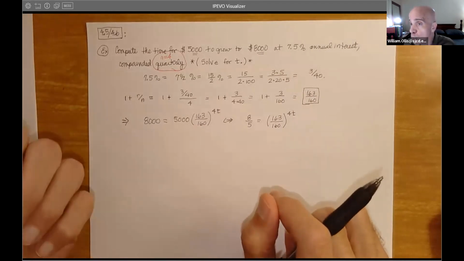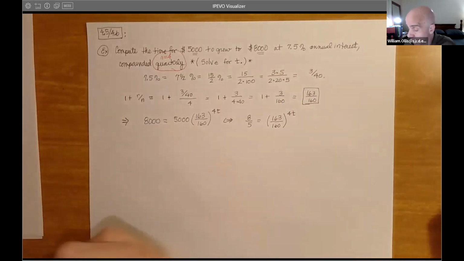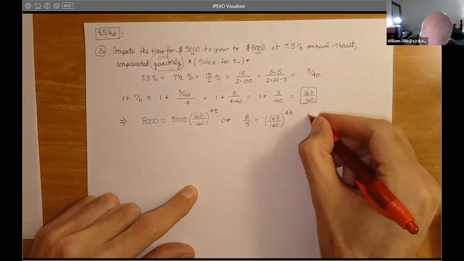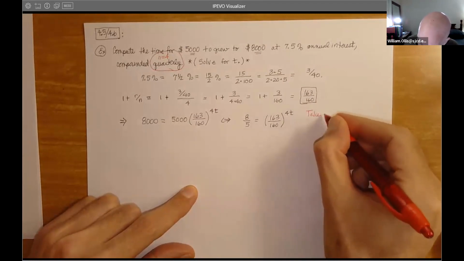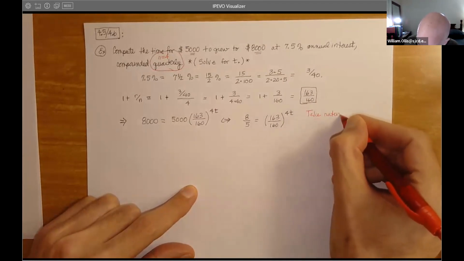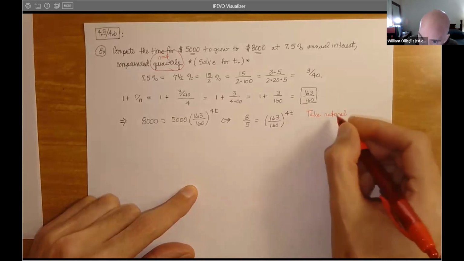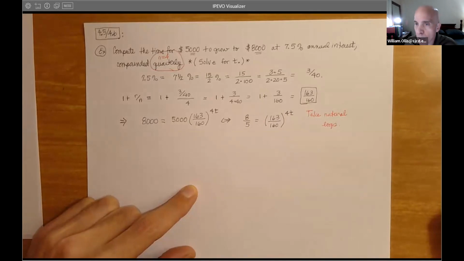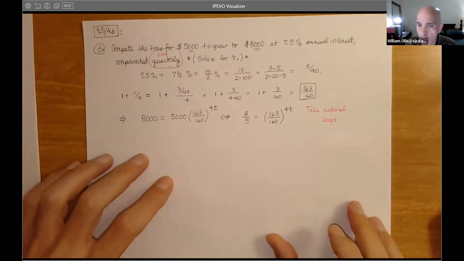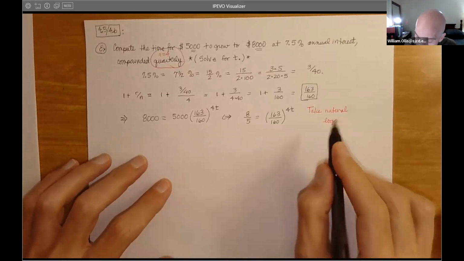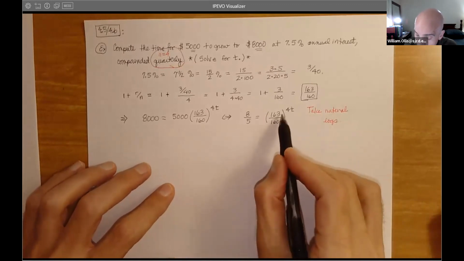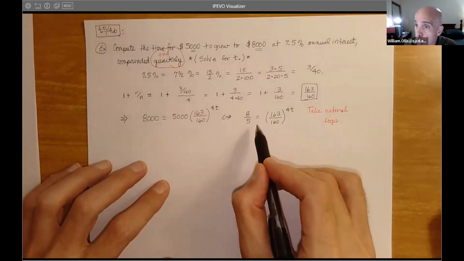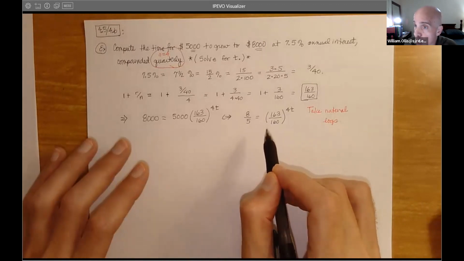And usually with interest problems, I'll just use the natural log. So at this point, and we'll do this often today, take natural logs. Again, why do we care about the natural logs? Well, when we take the natural logs, we can actually apply the power rule. We can bring the 4t to the coefficient level and be able to solve for t.